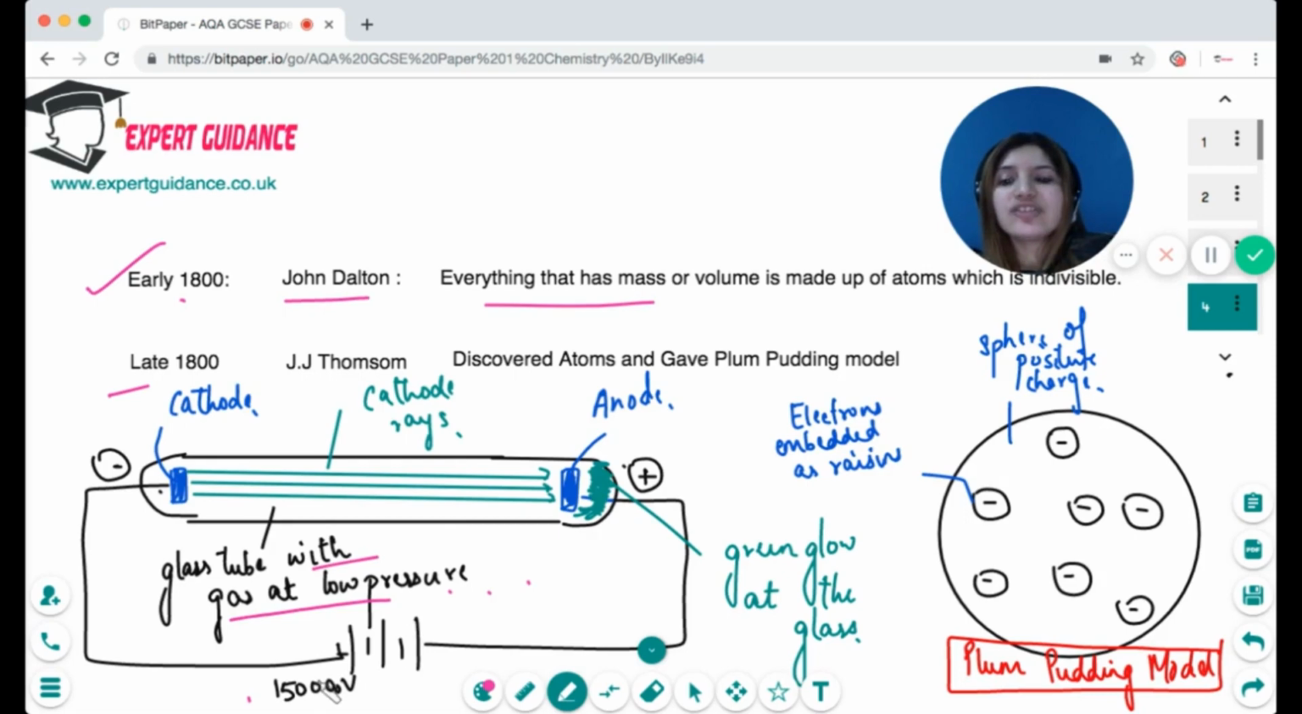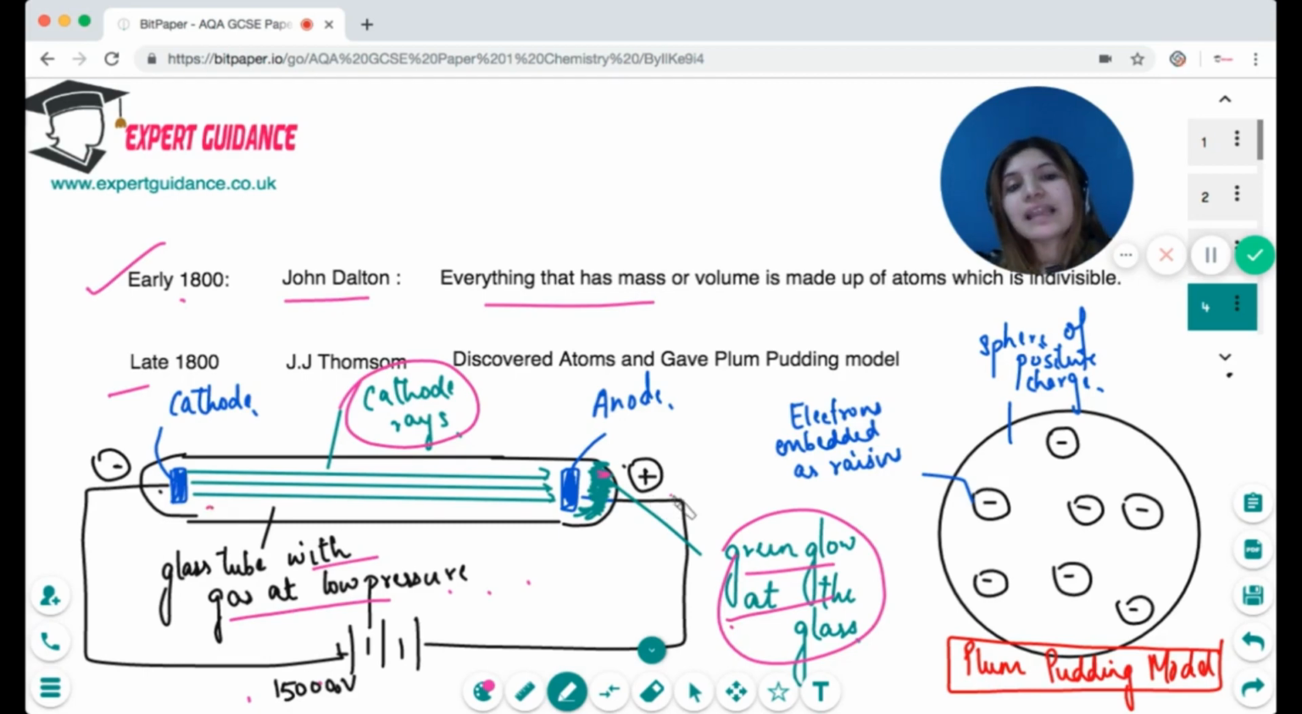Now, at such a high voltage, he saw that the glass tube gave a green glow. And where did the green glow come from? It came from the rays that were given out of the cathode. Now, he called these rays the cathode rays, and as they were coming towards the positive terminal, he concluded that these are negative rays coming out of the gas atoms which are present in this glass tube. So he discovered that the atom can further be divided, and it has negative and positive charged subatomic particles. On the basis of that, he gave this plum pudding model.